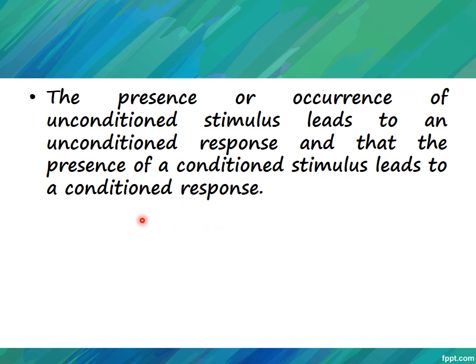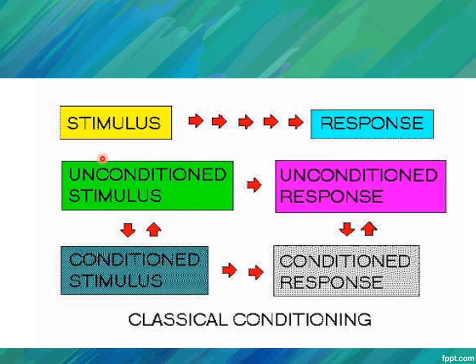That's right. So the presence or occurrence of an unconditioned stimulus may lead to an unconditioned response, and this may go vice versa with the conditioned stimulus as well. So whenever we have a stimulus, we will give a response. In the case of an unconditioned stimulus, we will give an unconditioned response, and in the case of a conditioned stimulus, we will give a conditioned response. But it can sometimes go the other way, in the case of an unconditioned stimulus or a conditioned stimulus, they can be reversed. Okay, so this is how classical conditioning works.